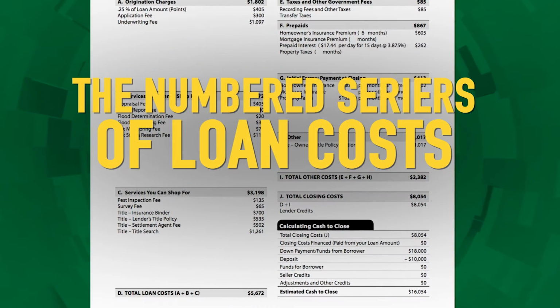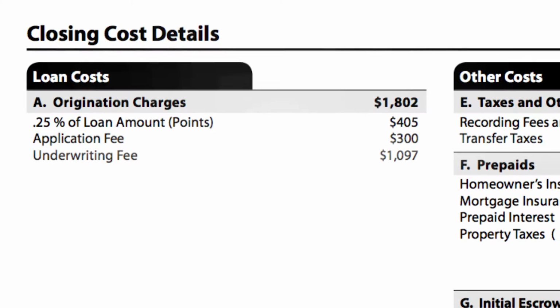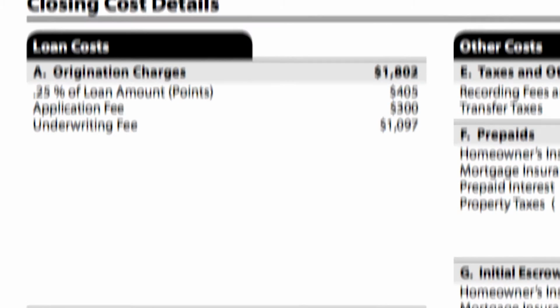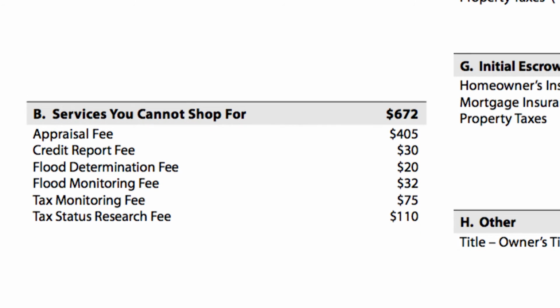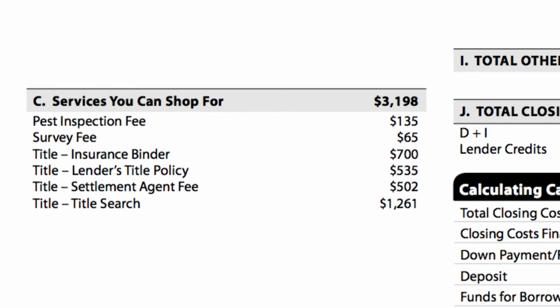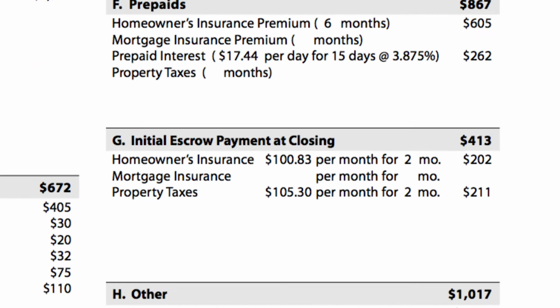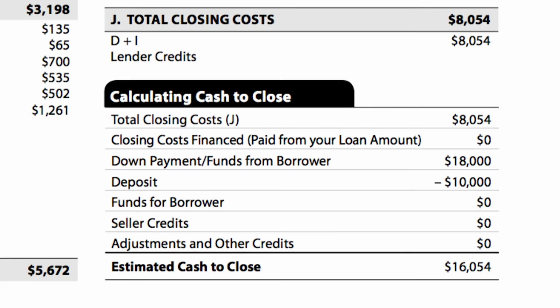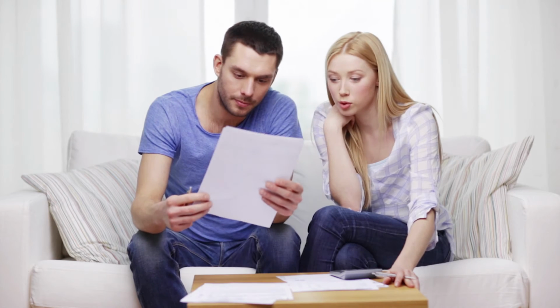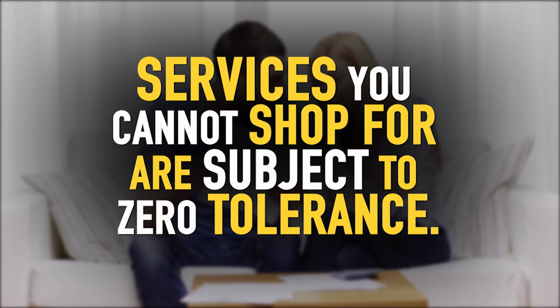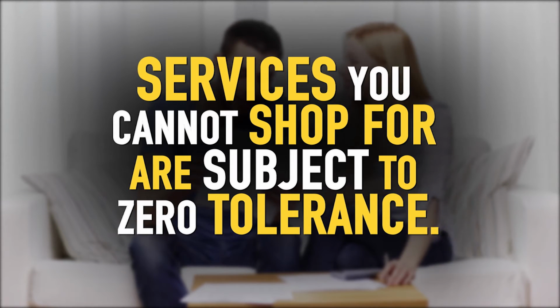The numbered series of loan costs, 800, 900, etc., no longer exist. Loan costs include origination charges, services you cannot shop for, and services you can shop for. Other costs include taxes, prepaids, initial escrow payment, and other. Calculating Cash to Close includes a summary of all charges and credits. Another important difference to point out on this page is that services you cannot shop for will now be subject to zero tolerance, where in the past these charges fell into the 10% tolerance category.